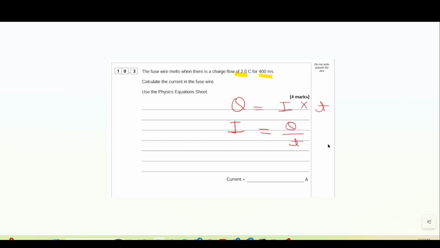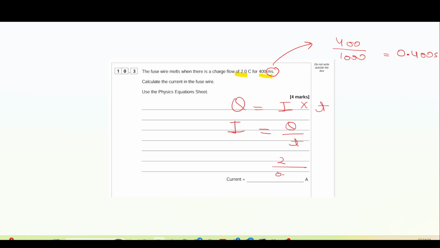Just plug in the values, but check the units before doing it. Oh, no, this is milliseconds. The unit should be standard. The standard unit of time is seconds, so it should be in seconds. How do we convert 400 milliseconds into seconds? Divide by 1000. Exactly, 1000. So 0.4 seconds.